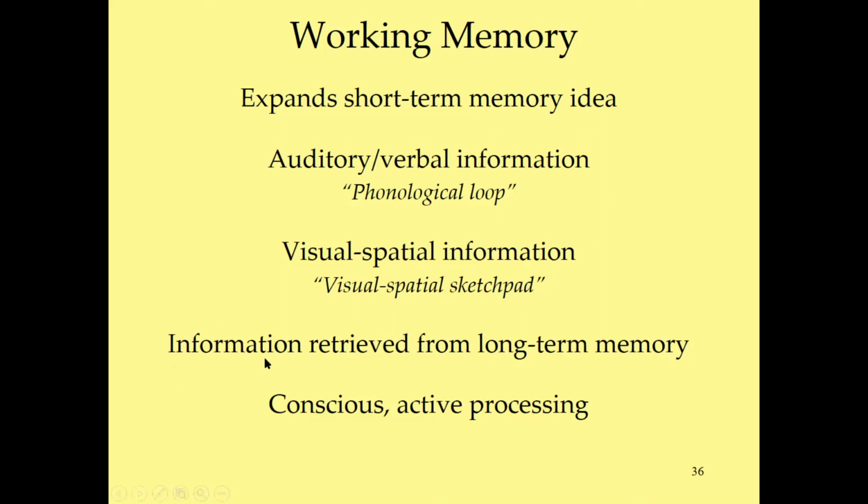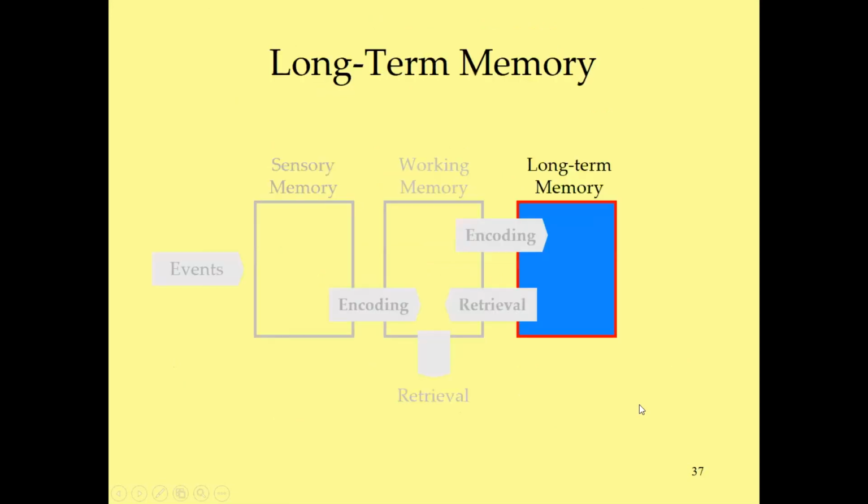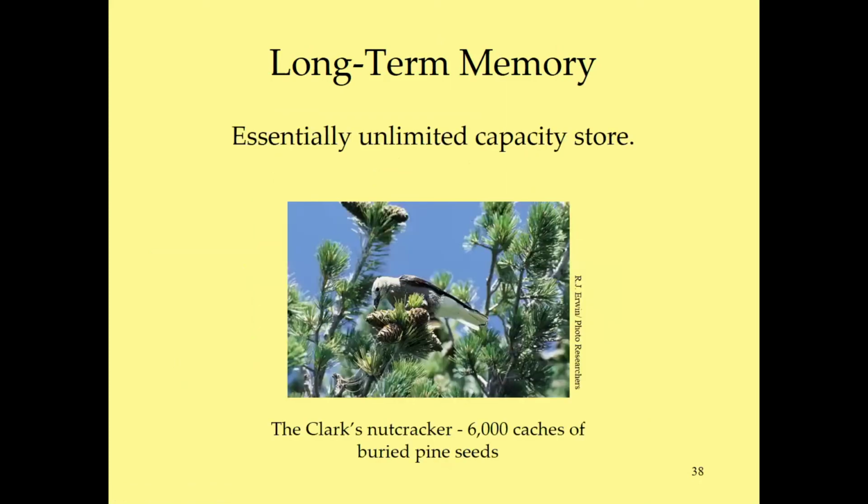We also can have in our working memory information that we've retrieved from long-term memory, things that we've encountered before. So working memory then is our conscious, active, current processing of information, if you will. That then brings us finally to long-term memory. So what about the duration of long-term memory? Well, let's look at the capacity first.